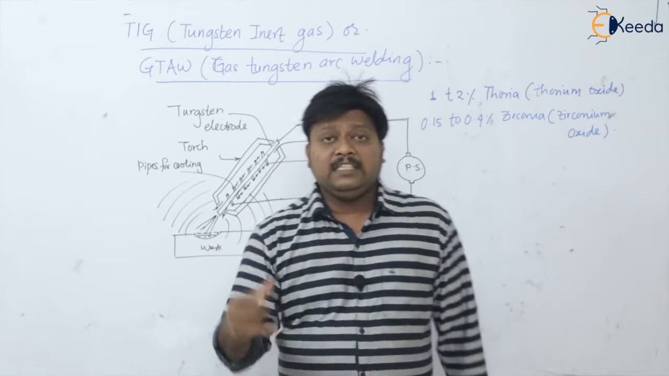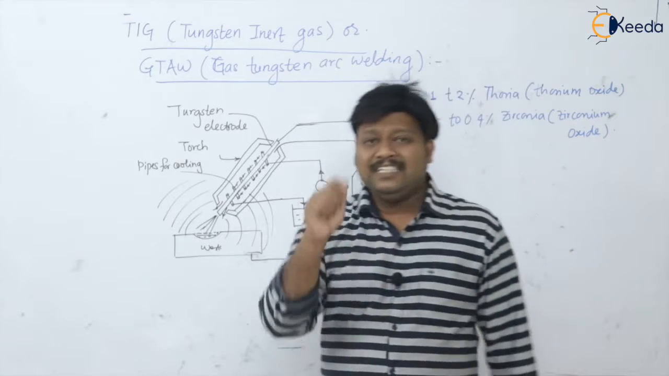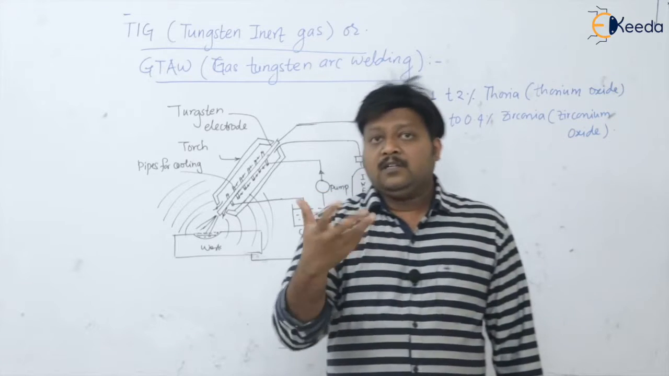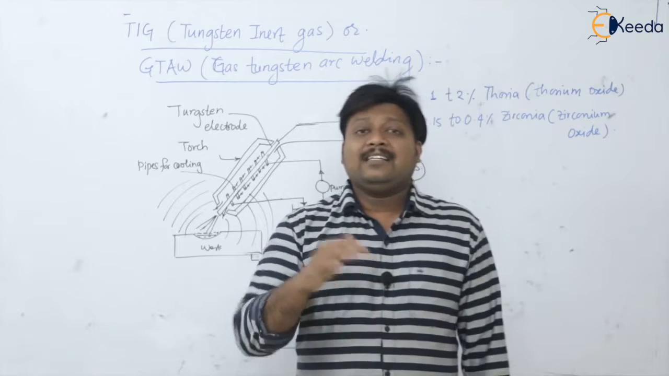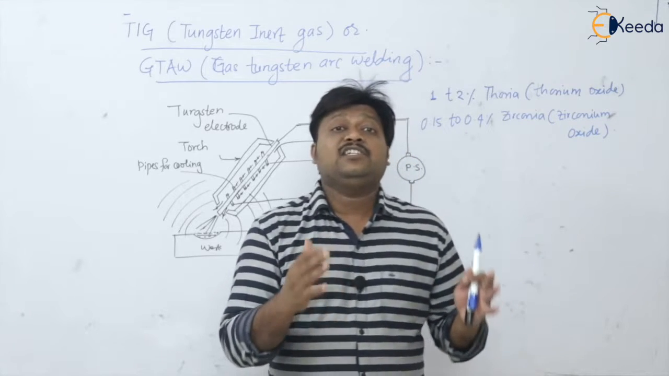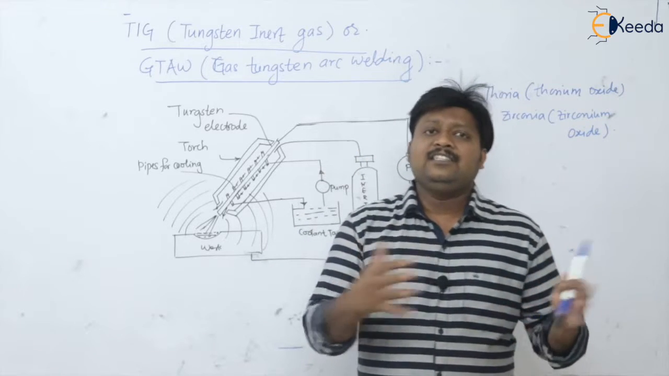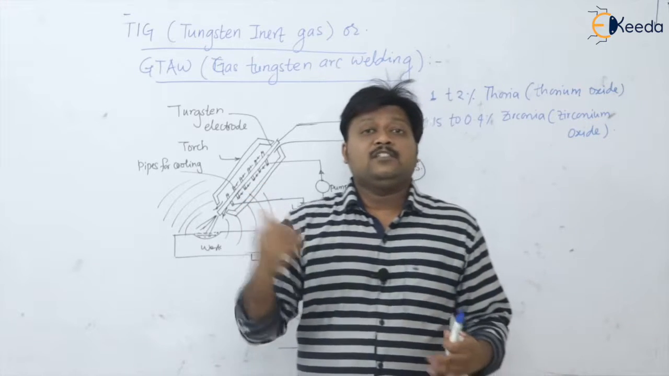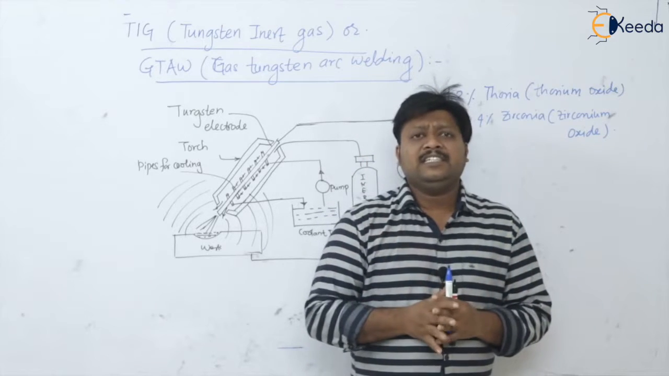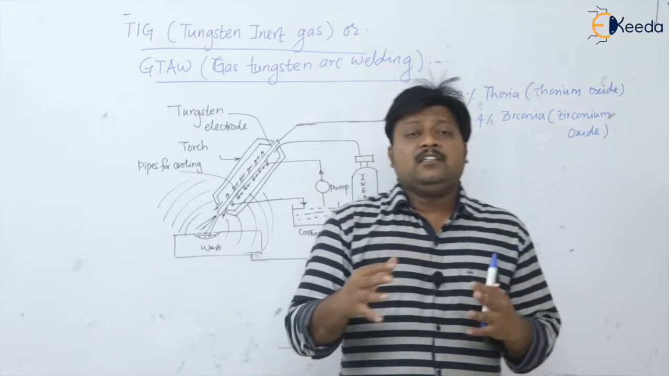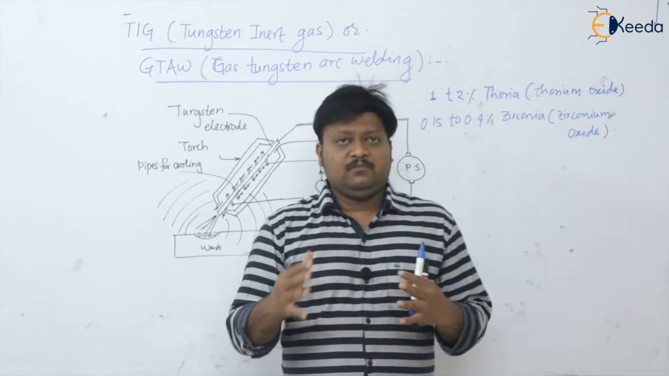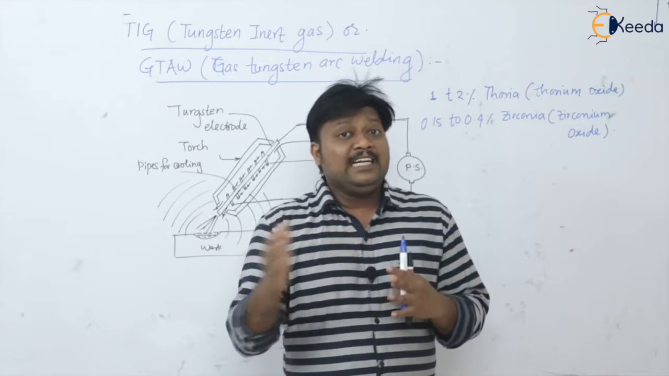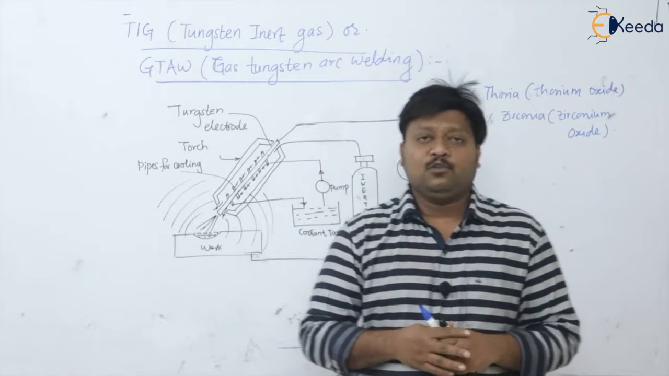So when we add the zirconia into this tungsten electrode, the current carrying capacity of the tungsten electrode goes on increasing. At the same time, we are getting a stable arc. Whereas the zirconia, if you add it, the melting point of the electrode is going up. So this is the reason why we are adding the zirconia or thoria. So that's why the electrode is also known as the thoriated electrode or zirconiated electrode.